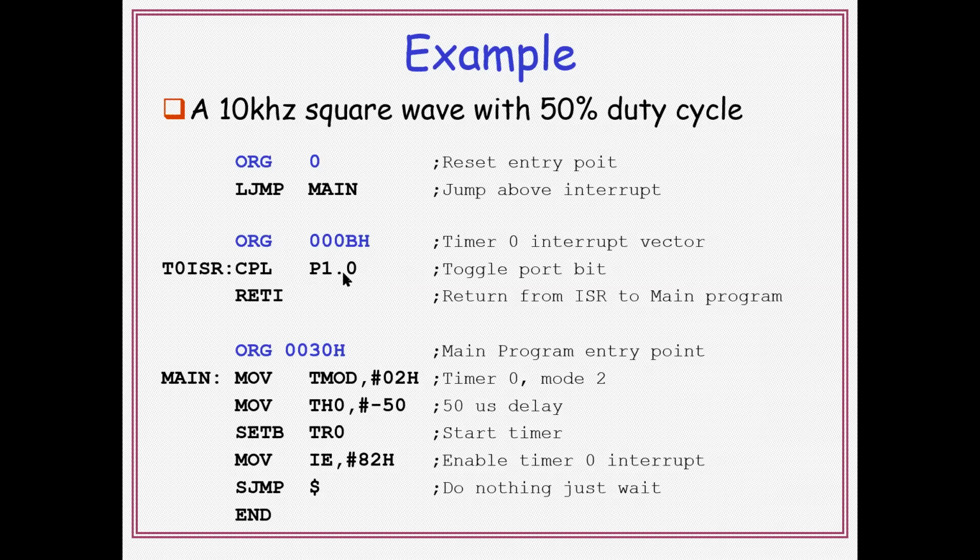Here we write complement of P1.0. Previously it is 1, now it is 0. So then RETI, again auto reloaded, again continue. Here no need to clear, and no need to wait for overflow flags. So simply one time RETI, and automatically this program is executing continuously. So we will verify this program in Keil.